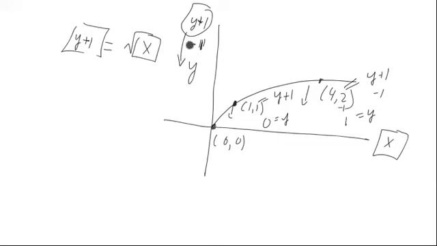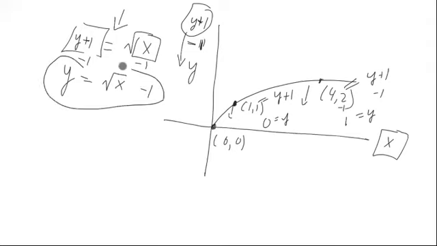Now, the nice thing about the y box is that we can do this operation of minus 1 right on this equation itself. And if we did that, subtracting 1 from both sides, we end up getting y is equal to the square root of x minus 1. Notice this is the form that an equation is usually written in. We've already solved for y.